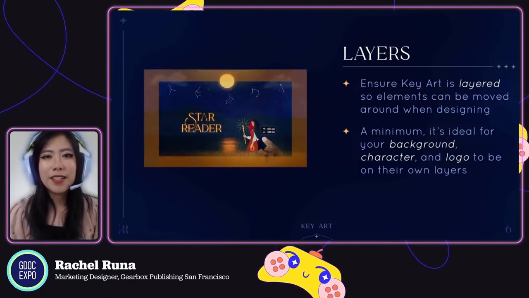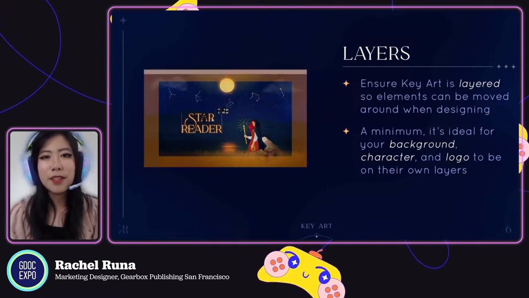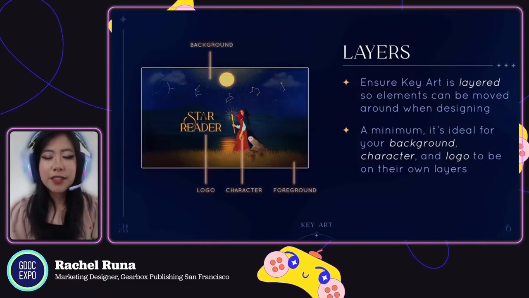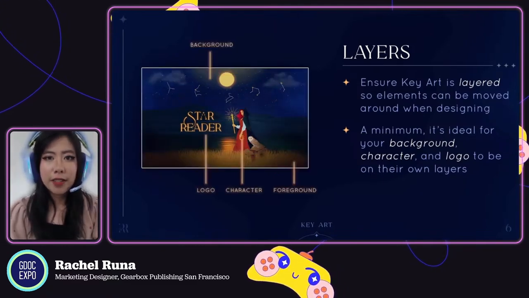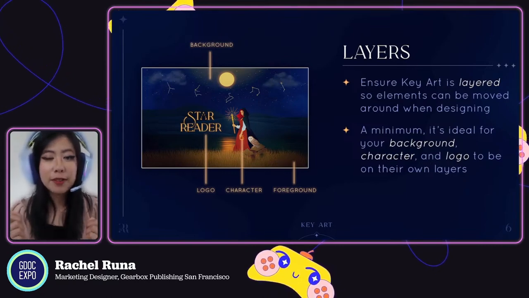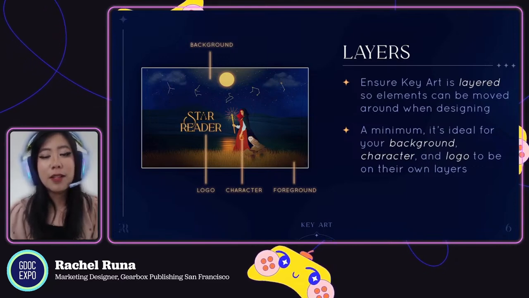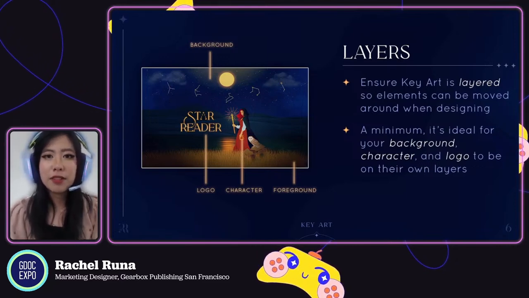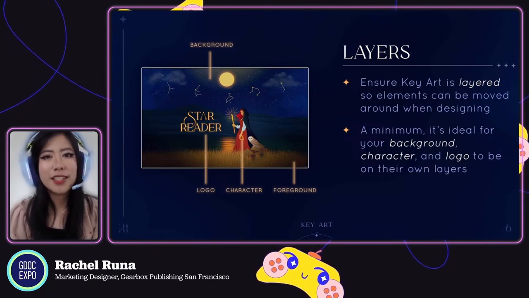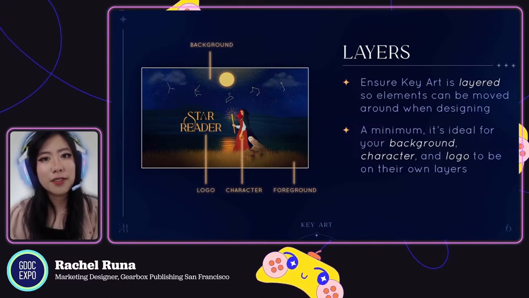As a graphic designer, I want to work with layered art because I know that I'm going to be moving around elements a lot. I really suggest that your character and logo be separated from your background because it's these three layers that platforms such as Apple will ask for when you're sending over your source files. So for my example, you can see that I have the background, character, and logo on their own layers, and I also have a foreground.